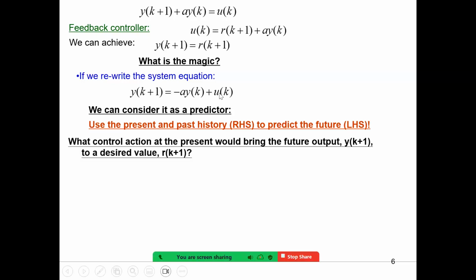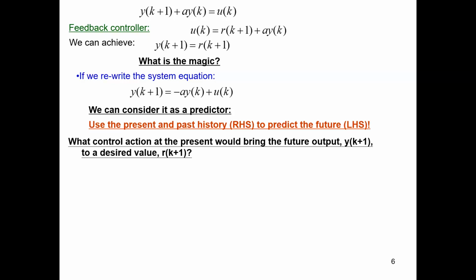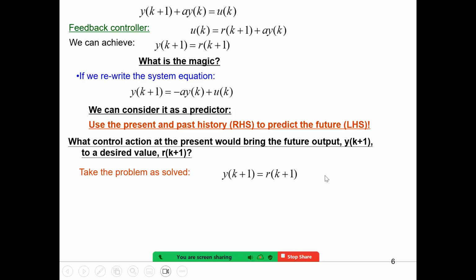Once you have an equation like that, then you ask the question: what control action at the present, with u(k), should you apply such that the future output which you predicted can match the desired output, the desired value r(k+1)? Then how to solve that is simple. Just take the problem and solve: I make this predicted value y(k+1) equal the desired value r(k+1), plug this into the predictor, and then solve for your input signal u(k) from that equation.